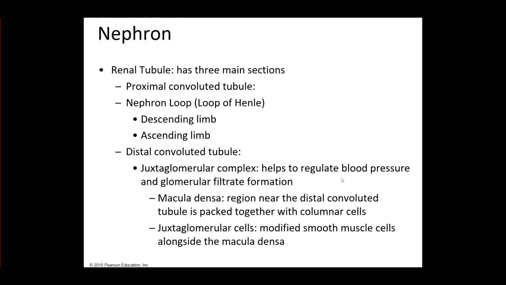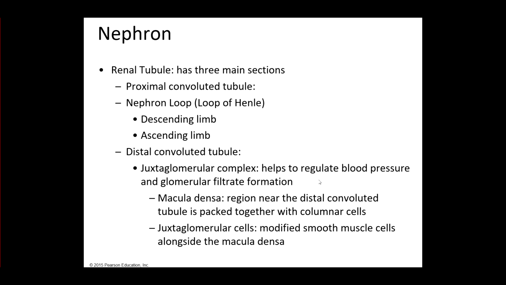Right, so that's an important relationship. Okay, so the distal convoluted tubule has, again, close relationship with the juxtaglomerular complex. As I mentioned before, it helps to regulate BP and glomerular filtrate formation, right? The formation of filtrate. The two parts I'd like you to know are the macula densa. They're going to be in the distal convoluted tubule.